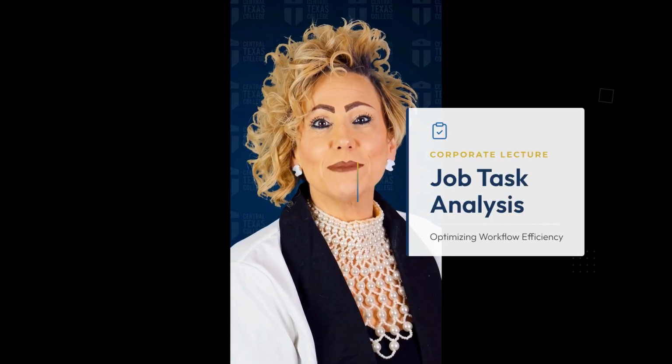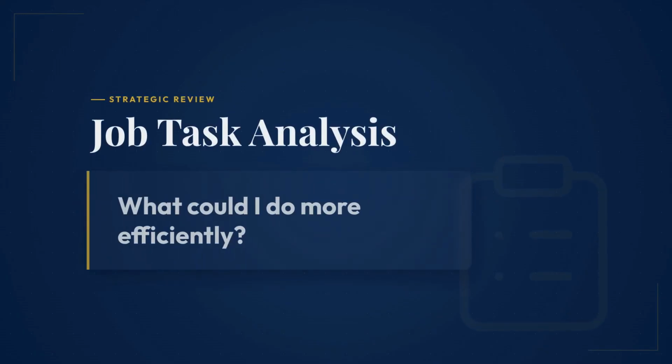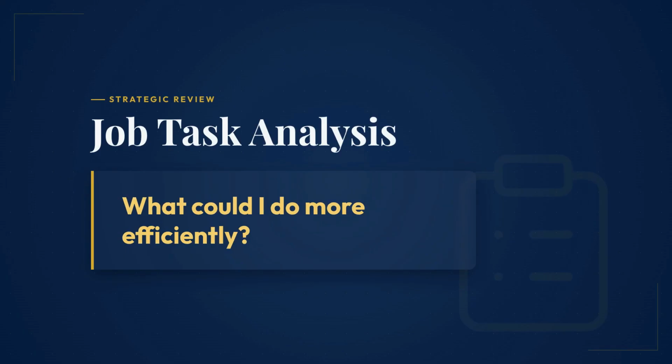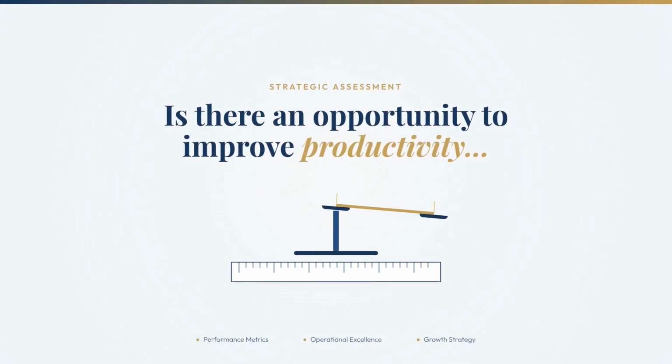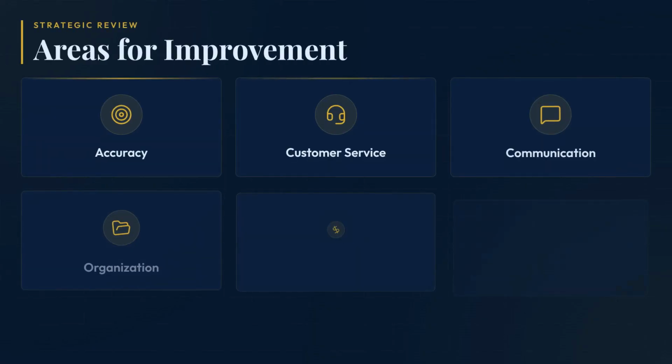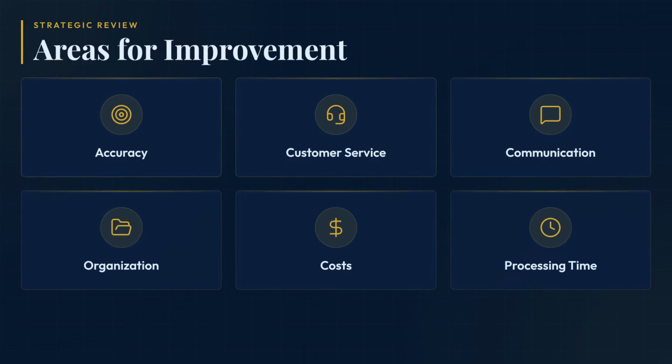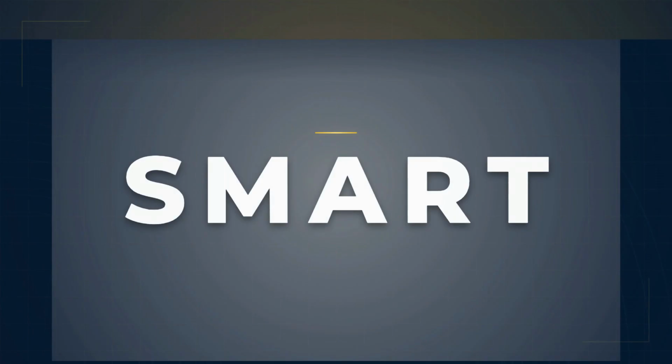You will conduct a job task analysis by examining your current responsibilities and asking questions such as, what could I do more efficiently? What process could be improved? Where is there a measurable problem? Is there an opportunity to improve productivity, accuracy, customer service, communication, organization, costs, processing time, or another area related to my position? Once you identify an area for improvement, you will develop an objective using the SMART goal setting method.